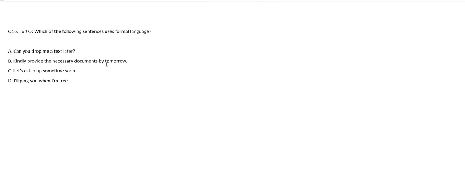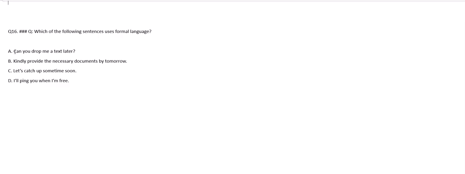Question number 16 is based on formal language. The four options are given. In these four options, we have to choose which sentence is formal language. Let's go through each option one by one and we can find out which sentence best follows formal language. As we all know, formal language means polite, clear, and a bit professional.